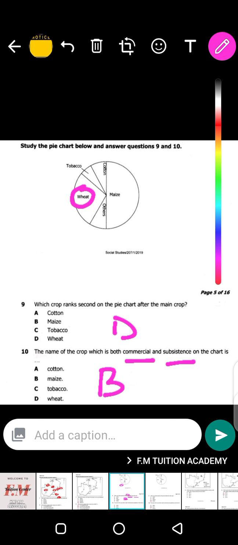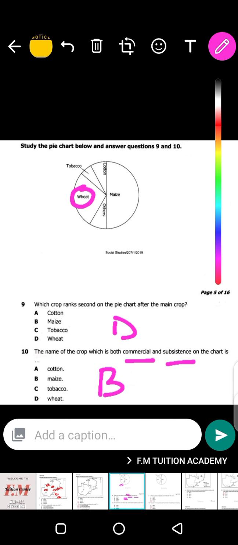Tobacco, you cannot grow it at home, that's why tobacco is wrong here, because it's harmful. Same with wheat. Wheat, you can grow it commercially, meaning you can grow it to sell to other people, but you cannot grow it at home. That's the reason why cotton you cannot grow at home. You only grow it in farms.